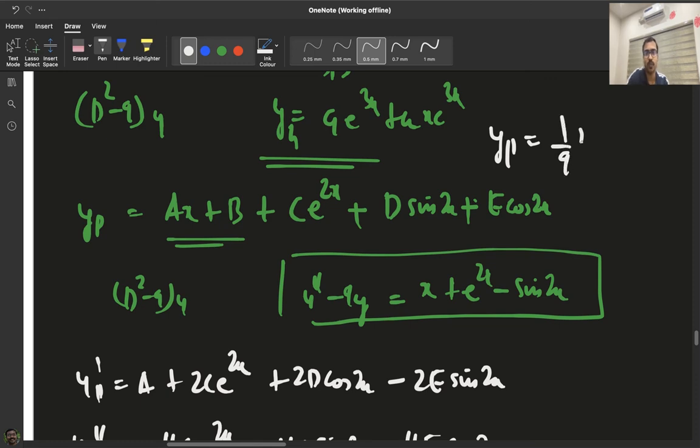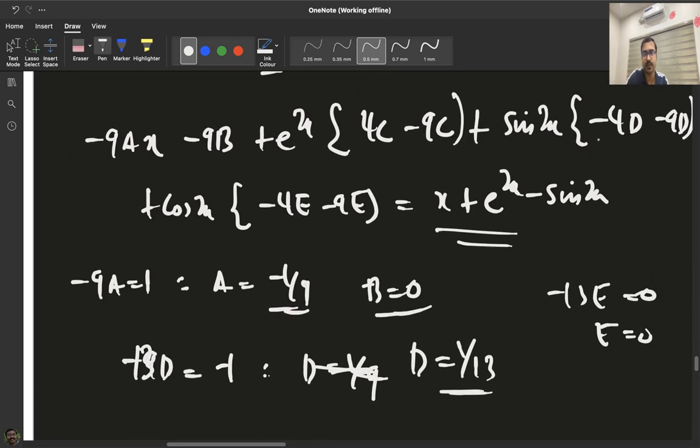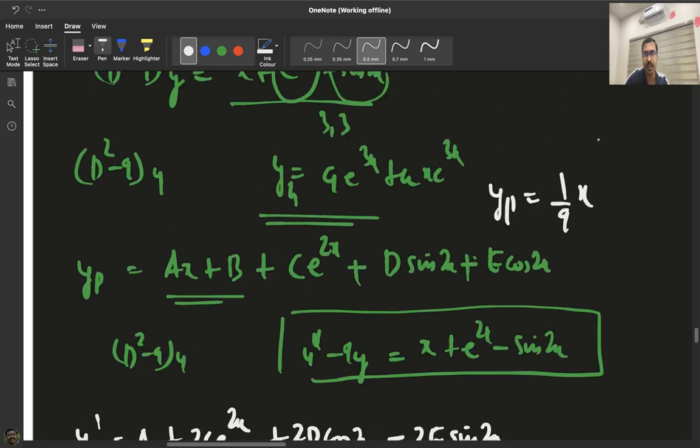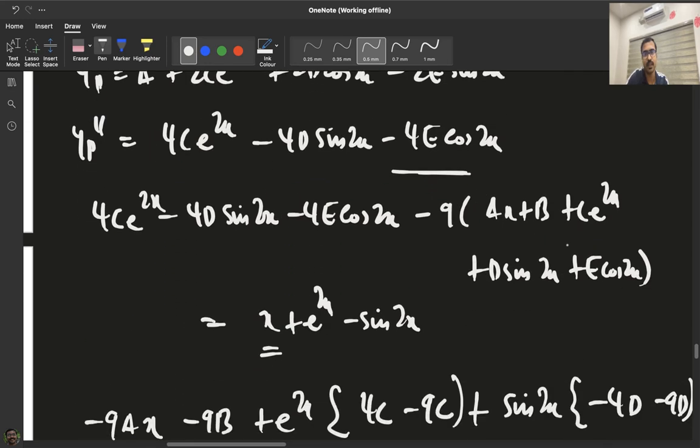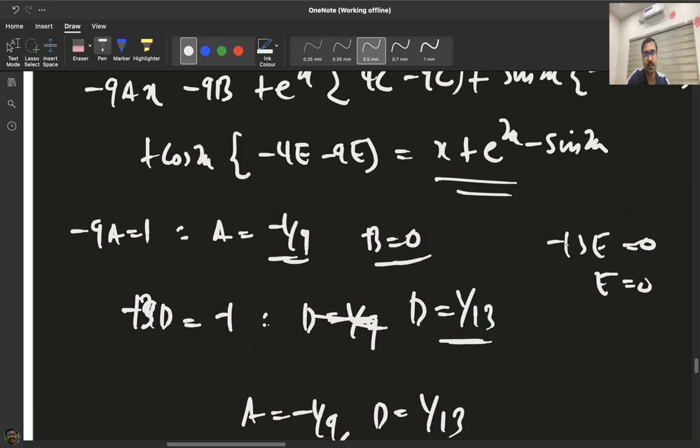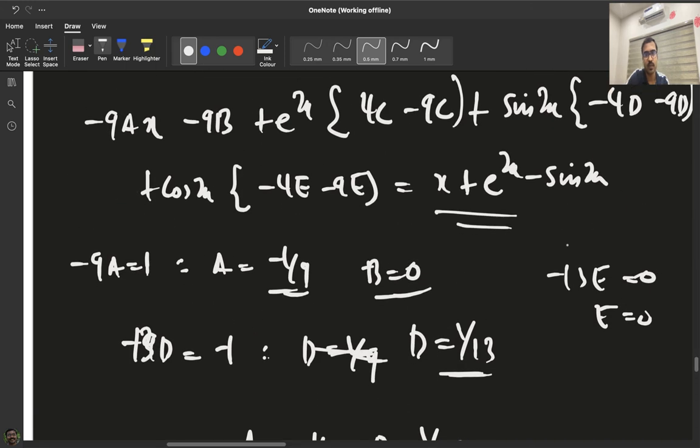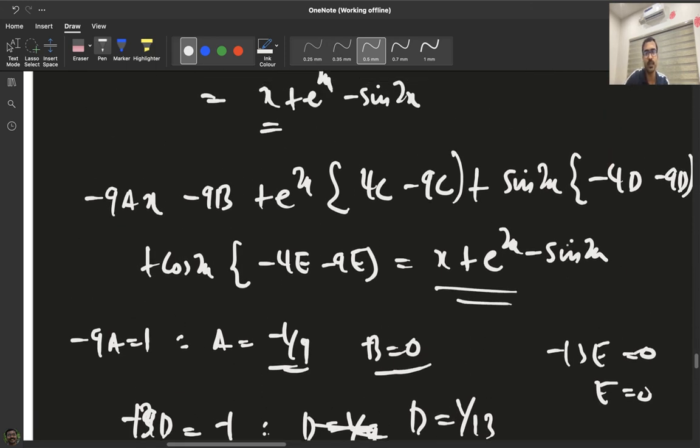Is it 1 by 9 into x? Oh, it's minus 1 by 9, so it's minus 1 by 9 into x. Your b was 0. Your c, what is your c there? C is the term involving e raised to 2x, so there is 4c minus 9c there, so it is minus 5c. So minus 5c into e raised to 2x is equal to e raised to 2x. So c is simply minus 1 by 5.